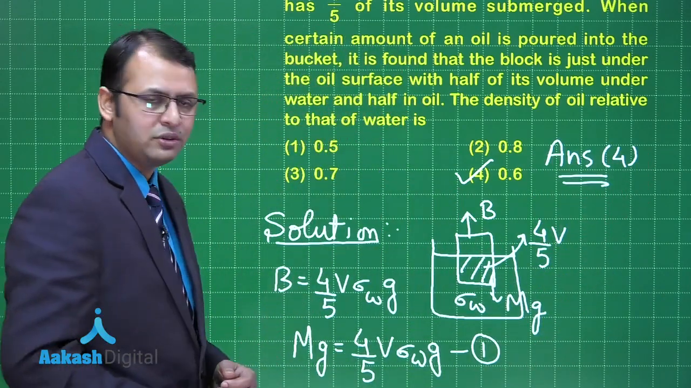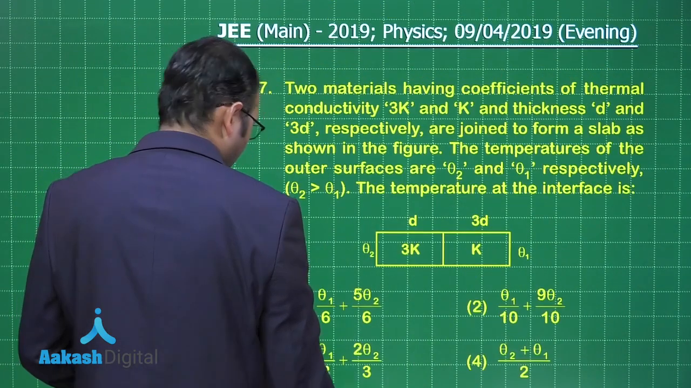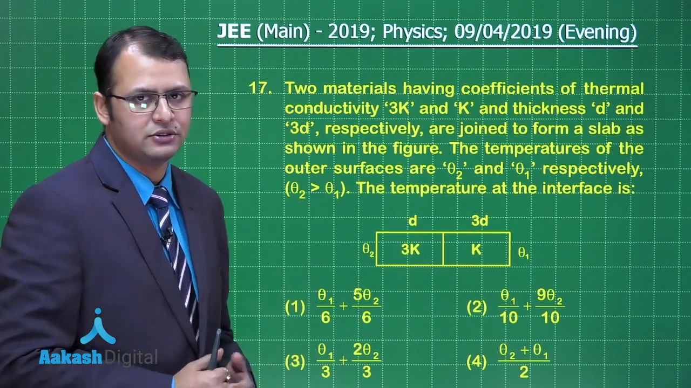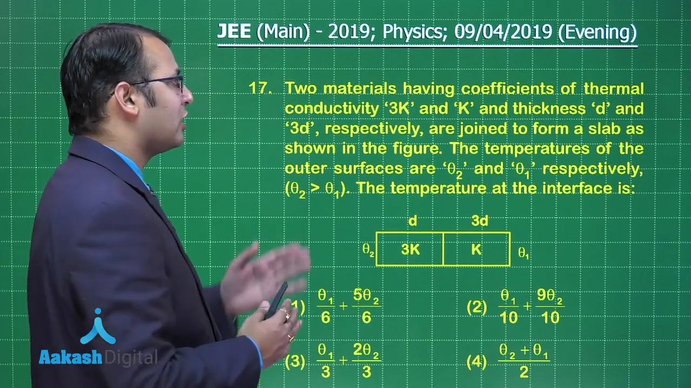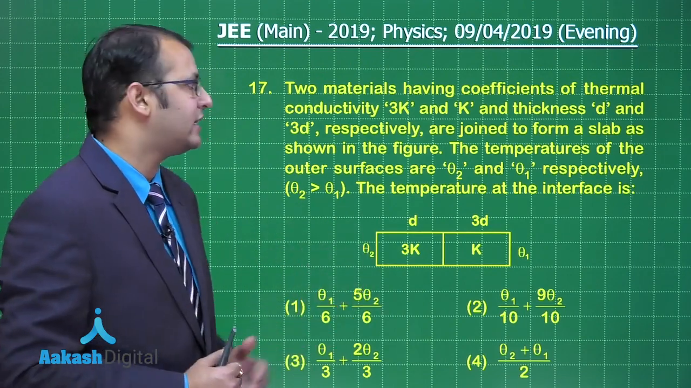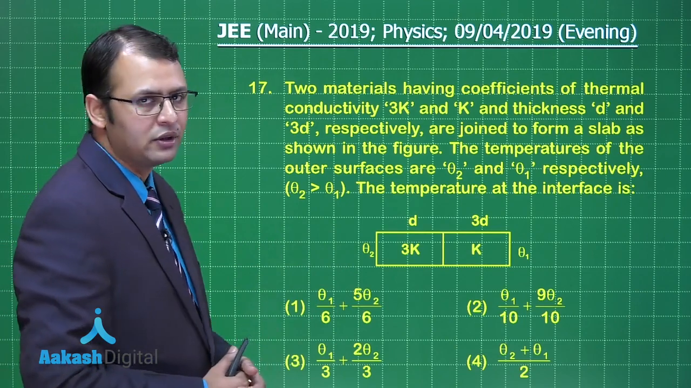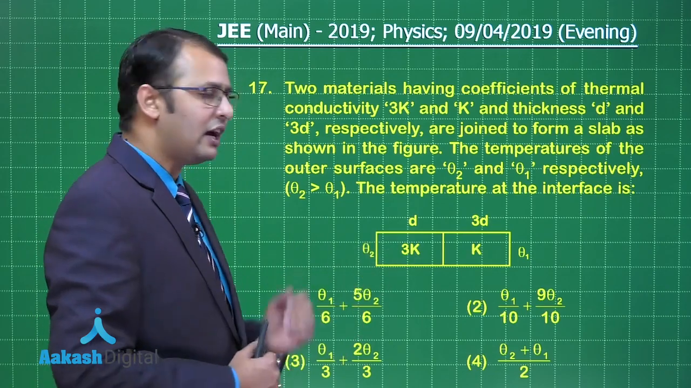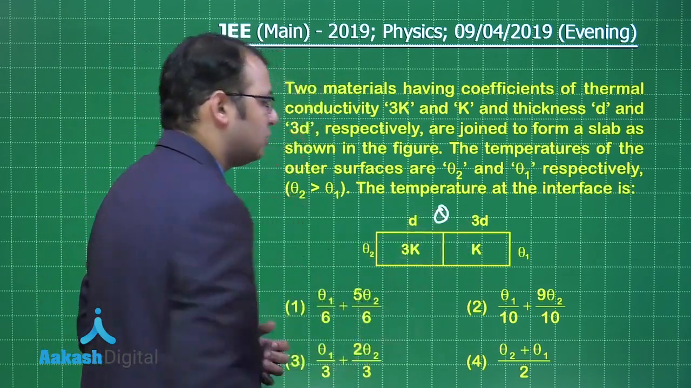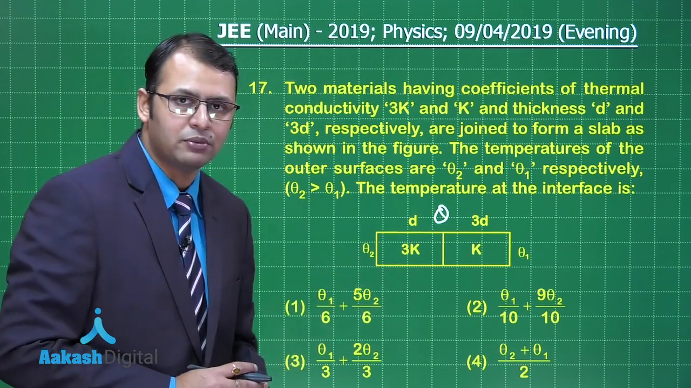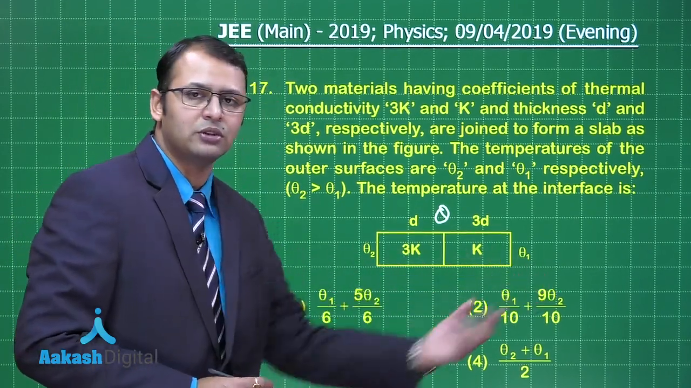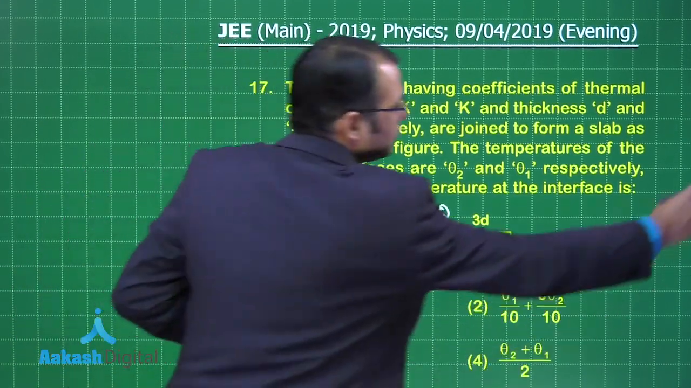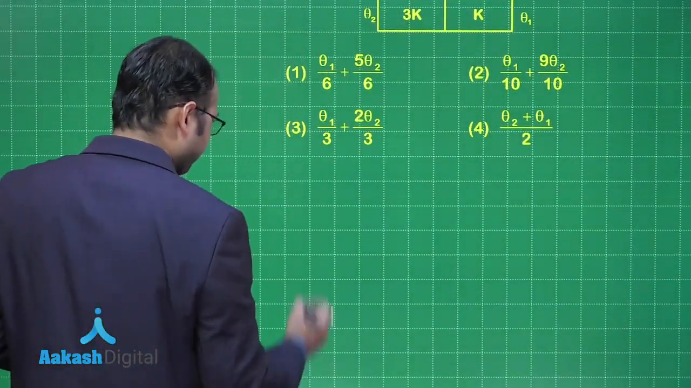Let's move on to our next question, that is question number 17. Now, the question you see here belongs to the section of heat and thermodynamics from the topic heat transfer. As per the question, there are two materials having coefficients of thermal conductivity 3K and K and thickness D and 3D respectively. They are joined to form a slab. The temperatures of the outer surfaces are θ2 and θ1, and we have to find the temperature of the junction point, right? And this is a case of equilibrium where the amount of heat entering here will exit from this point, right? So the heat amount here and the heat amount here should be the same. So let's see what the solution would be.